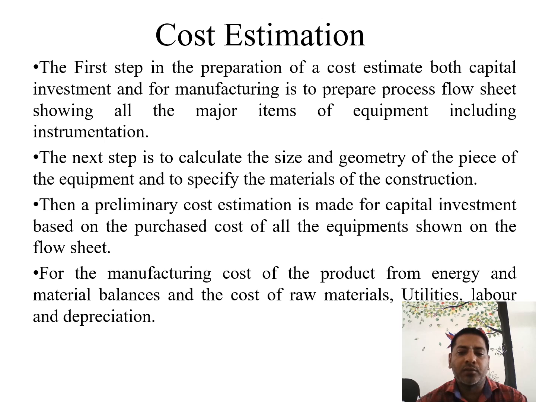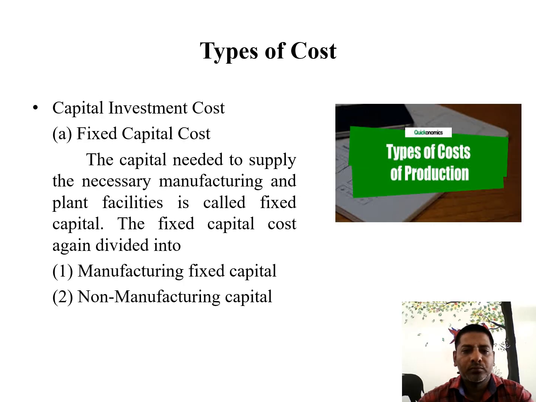The manufacturing cost of the product is estimated from the energy and material balance and the cost of raw material, utilities, labor, and depreciation. Next we see the types of cost. From the types of cost we see the capital investment cost. From it there is the fixed capital cost. The capital needed to supply the necessary manufacturing and plant facilities is called the fixed capital cost.